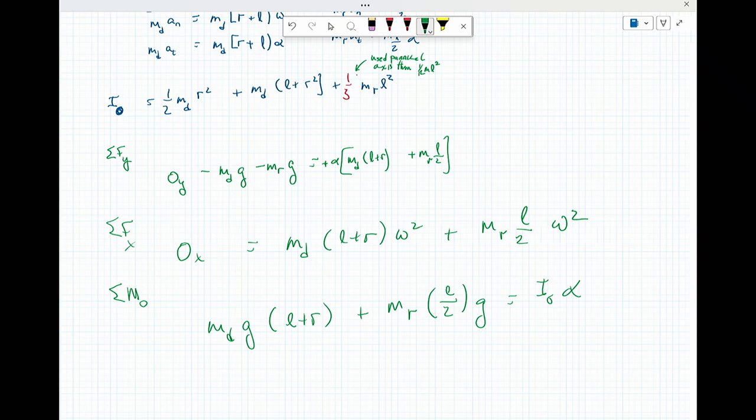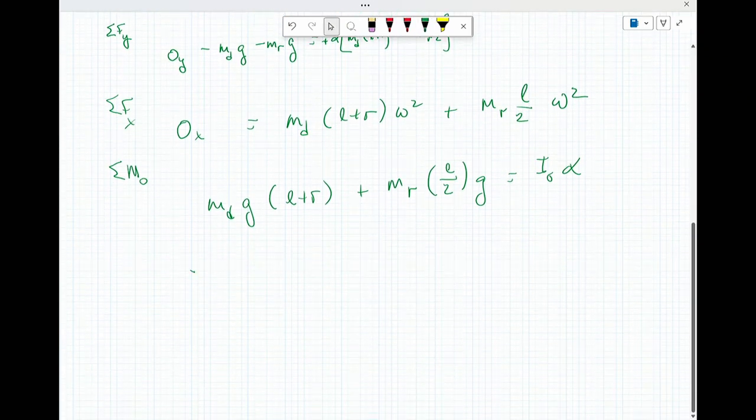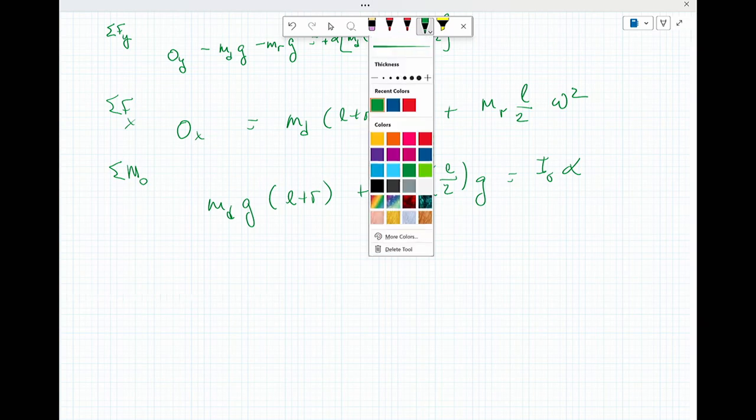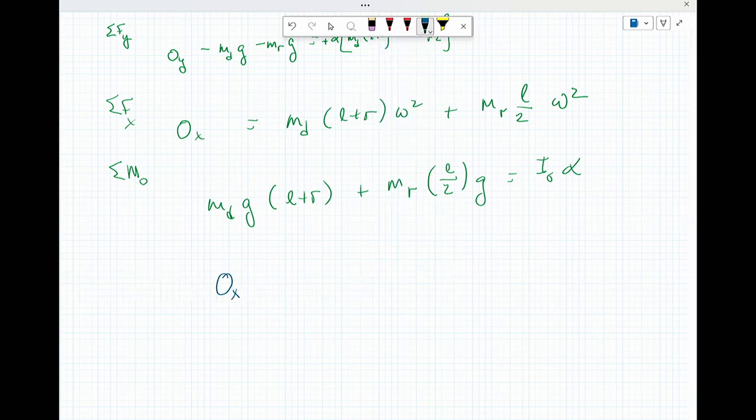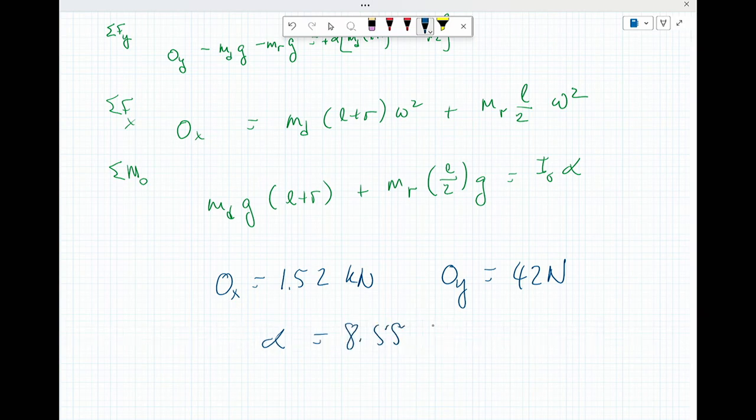You have out of this a group of terms, you have everything you need, and from this you get OX, which equals 1.52 kilonewtons, OY, which is 42 newtons, and alpha, which is 8.55 rad/s squared.